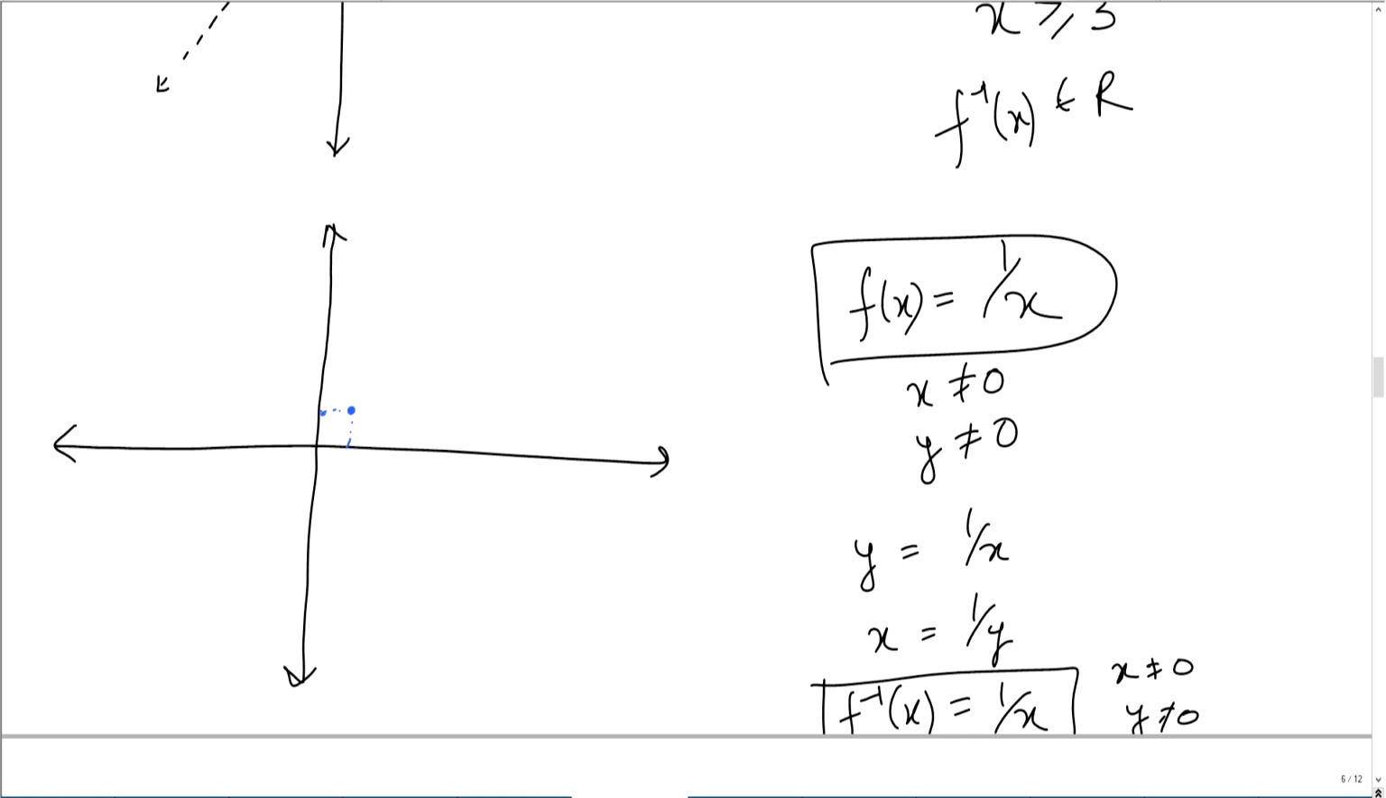When x is 2, y is 0.5, like this. When x is 3, y is an even smaller value. So the value of y is decreasing as the positive values of x are increasing. But what if x is very, very close to 0 and has a very small value, let us say 0.0001? Then the value of y is very large. So the graph would look something like this.